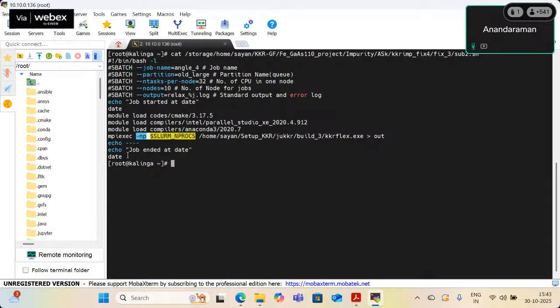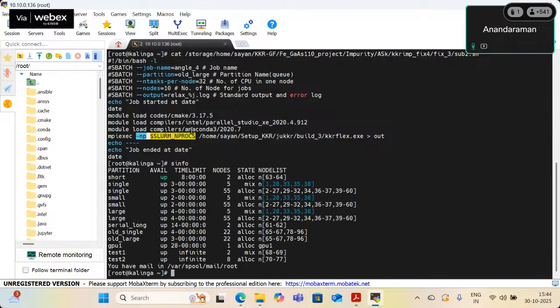So this is the script file. You will just submit it with sbatch, that script, so it will go into the queue. Okay, if the resource is available it will start running immediately. If the resource is not available it will wait for the resource, and till then it will be in the pending state. So this is about compute.